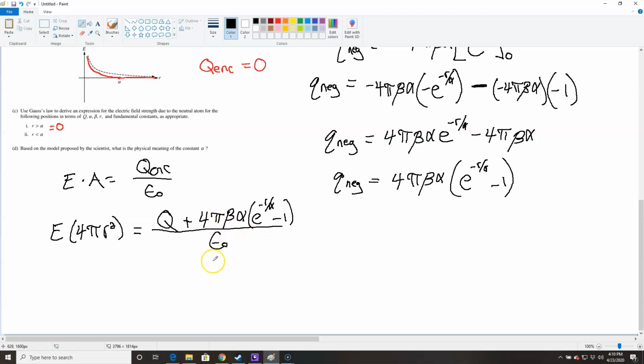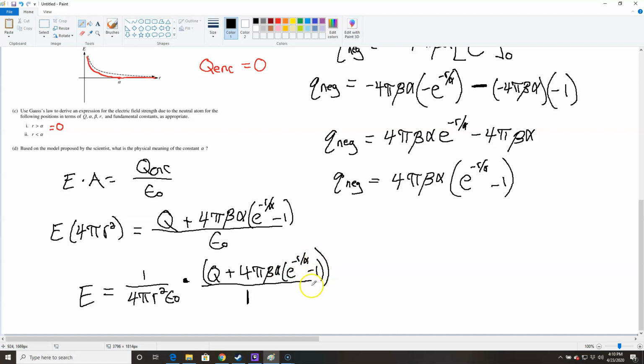Looks like a lot of stuff, because it is. For the electric field, as I divide by the 4 pi r squared, that'll be 1 over 4 pi epsilon naught. Remember, 1 over 4 pi epsilon naught is k, and then you have the r squared because it is a sphere. And this is going to be over 1 because I moved the epsilon naught over here. And then I just take my numerator from before, 4 pi beta alpha times e to the negative r over alpha minus 1. Whew, that was brutal.